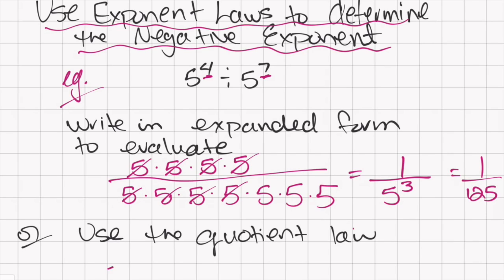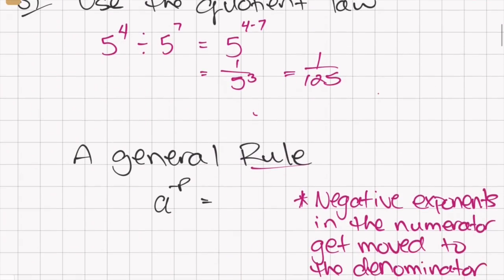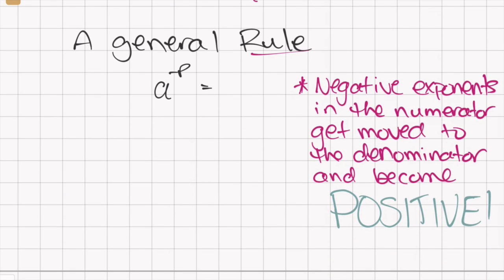We can also just apply our exponent law here, where we have 5 to the exponent 4 divided by 5 to the exponent 7, remembering we need to subtract the exponents to give me 5 to the exponent 4 minus 7. Again, we want to write this with a positive exponent, so I can turn this into 1 over 5 to the exponent 3 and evaluate it to be the same as 1 over 125.